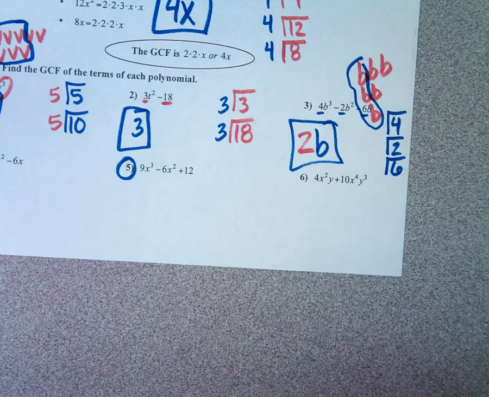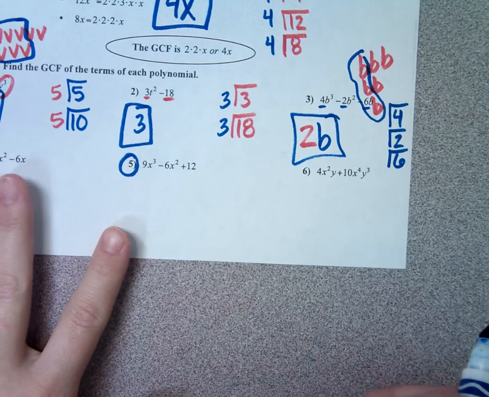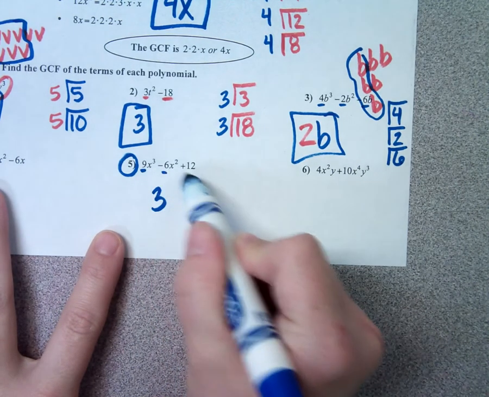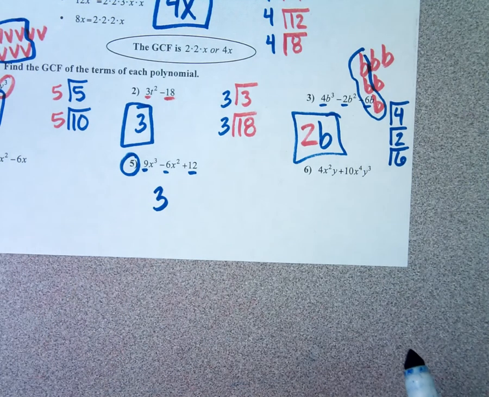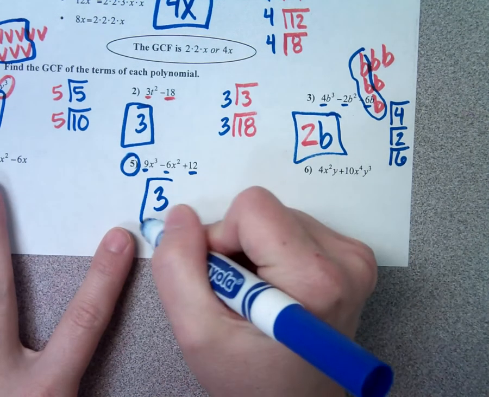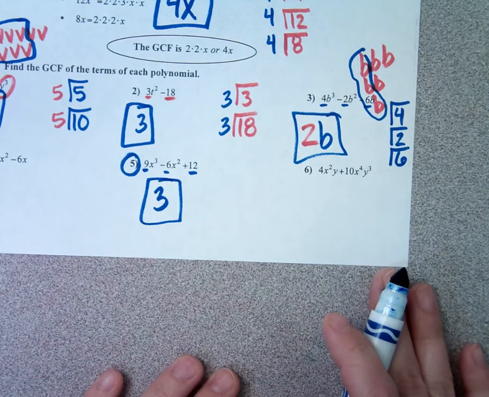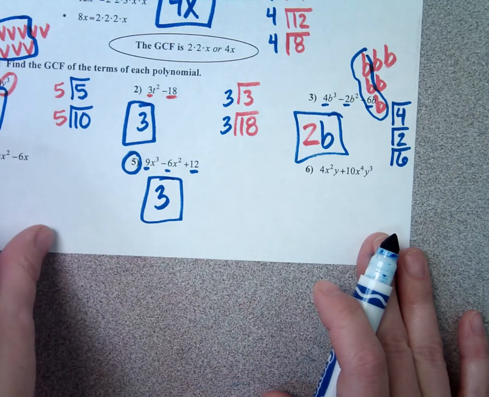Okay, so what do you think? 3. 3 is the biggest number that divides evenly into 9, 6, and 12. Do they all have X's? No. Then you can't pull any X's out. They all have to have the same letter in order to have it in common. So since they don't all have an X in common, you can't pull any out.